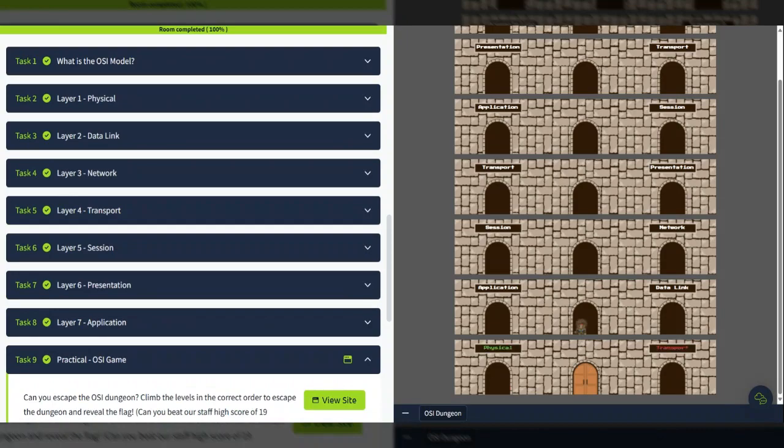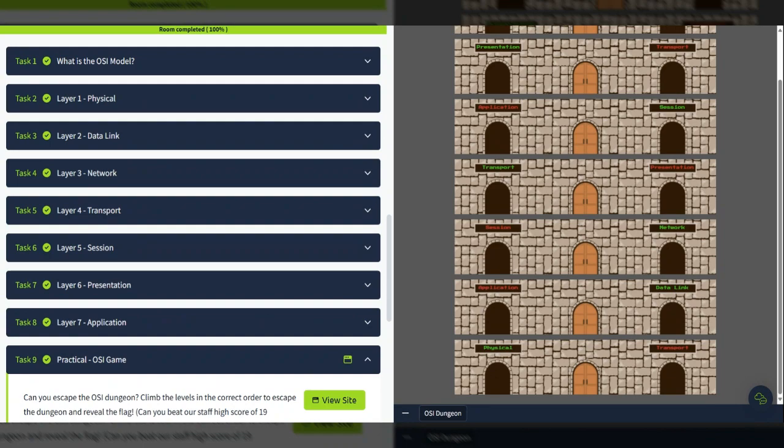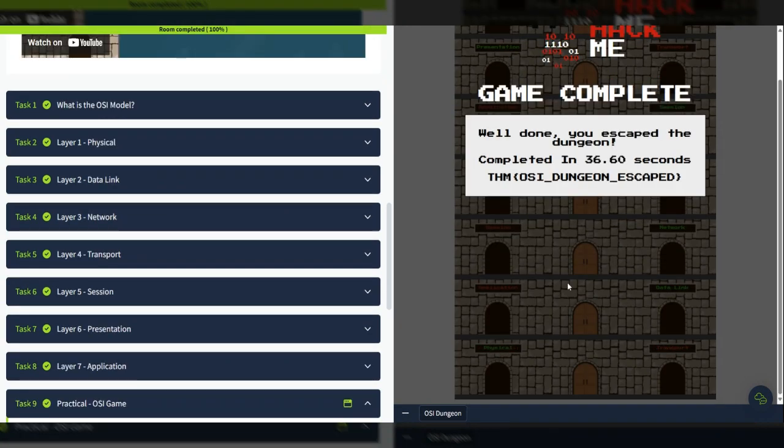So it's just physical, data link. I kind of just wish the controls were a bit smoother. Network, transport, session, presentation. Let me scroll up a little bit. And then application. Yeah, and it was a pretty fun game, pretty simple.